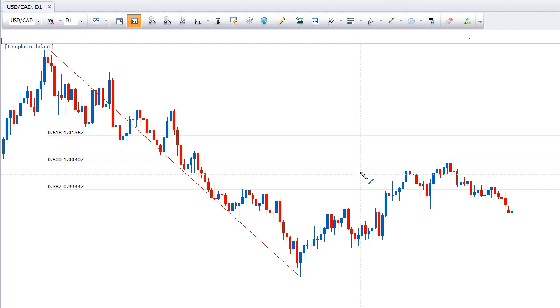Okay, so that in short is how to set your stops and targets using this long-term trend continuation strategy.